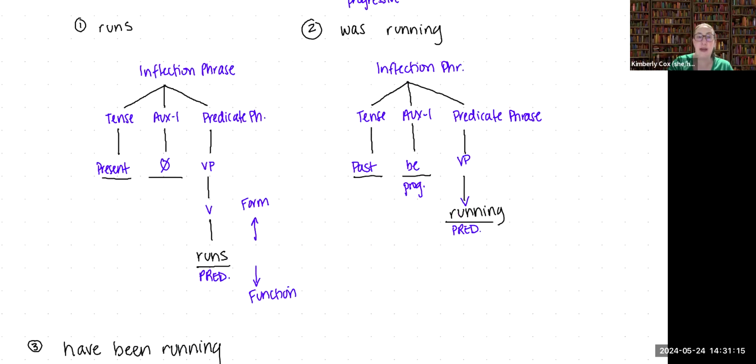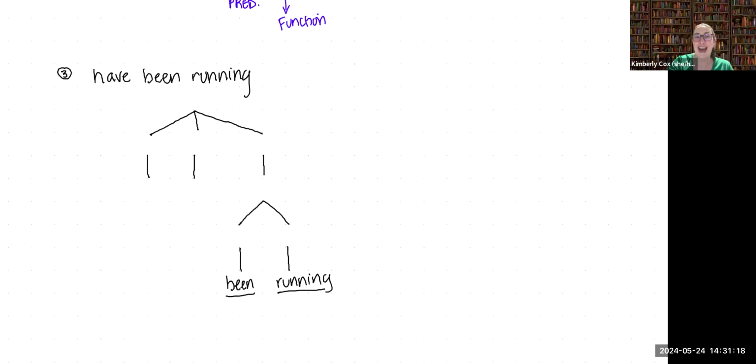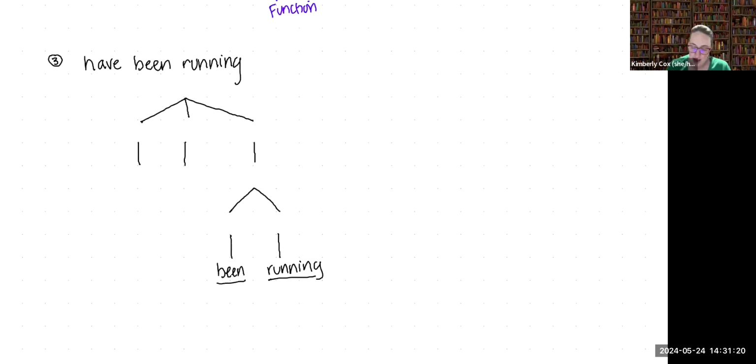All right, so the last one we're going to look at is have been running. And we are going to start in exactly the same way. We have a finite verb, so it is going to be an inflection phrase. That means we're going to have tense. We may have an auxiliary verb, and we are going to have a predicate phrase. Okay. And if we have a predicate phrase, we have to have a verb phrase. And if we have a verb phrase, it means we absolutely have to have a main verb.